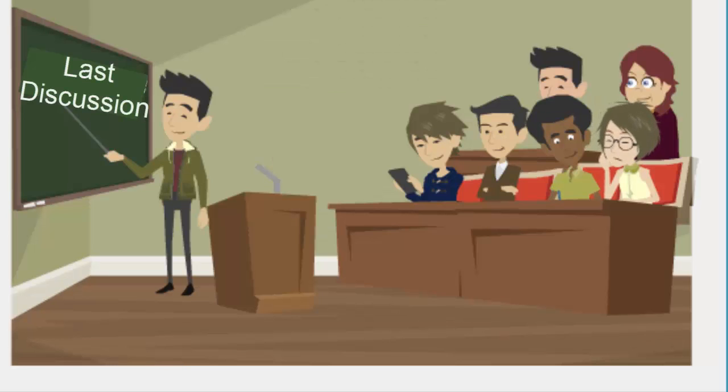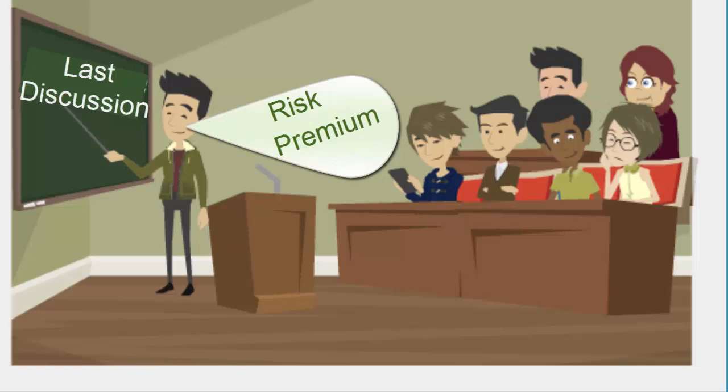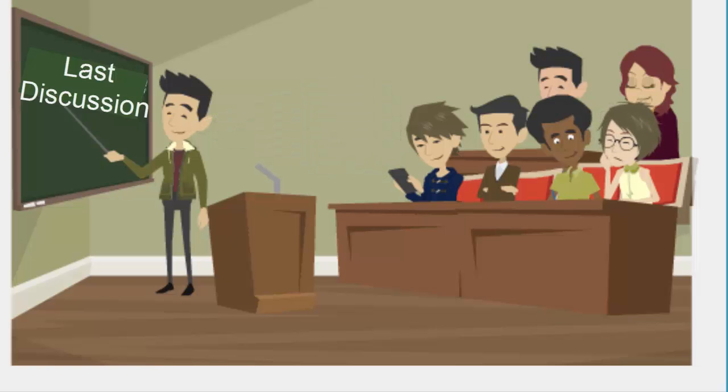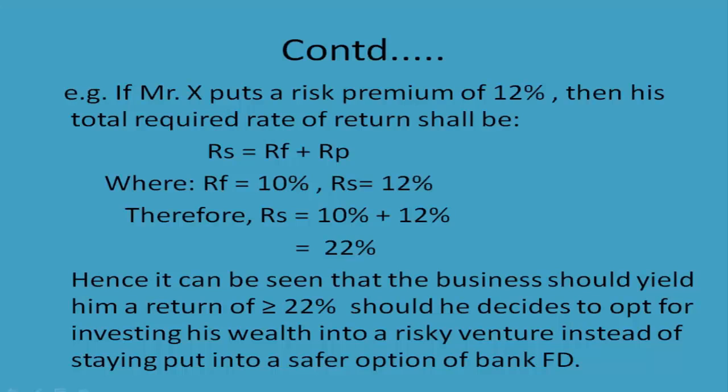So, during our last discussion, we were trying to understand the concept of risk-free rate of return and risk premium, and we tried to understand it with the help of a simple example wherein we found that there is one person, Mr. X, who has been provided with two options. The first one being either he should park his 10,000 USD with a bank FD for 3 years, fetching him a return of 10% per annum, and secondly, he has been provided with an option of investing 10,000 into his own business venture.